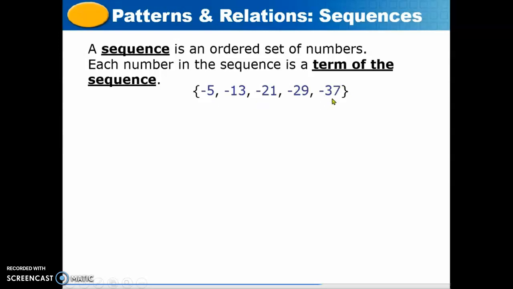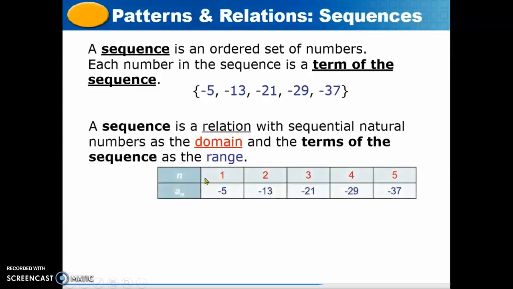And this is a finite sequence. It has 5 terms. Finite sequences have a beginning. And so this sequence can be represented in a table. These are the same thing.